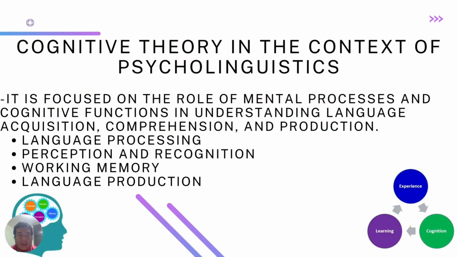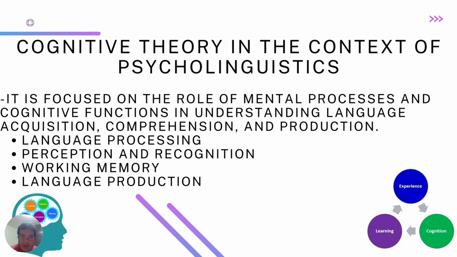The cognitive theory in the context of psycholinguistics is focused on the role of mental processes and cognitive function in understanding language acquisition, comprehension, and production. Here we have four important points. The first, language processing, that basically is understanding how language is processed in the human mind. Basically, it is focused on cognitive processes and understanding language production. Next, we have perception and recognition, basically recognition and comprehension of spoken or written language. Recognizing words, sentences, or phrases.